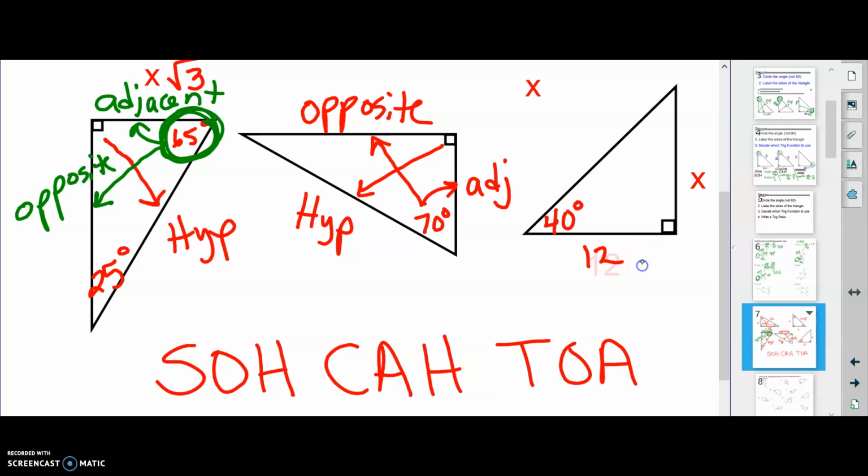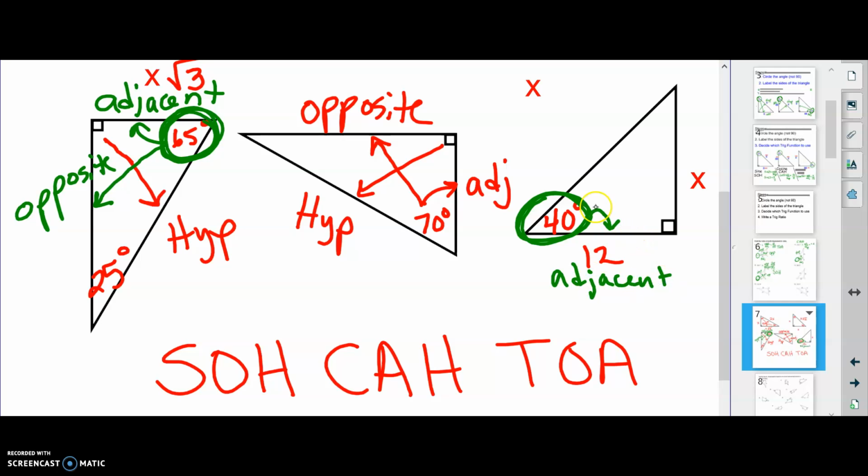If this was a 45 triangle, then this is 12, this would be 12, and I'd be good to go. But it's not. It's a 40-degree angle. So what I need to do is circle the angle. Now let's label the two sides. The 12 is the one that is right next to the 40. It's attached to the 40. That's called the adjacent.